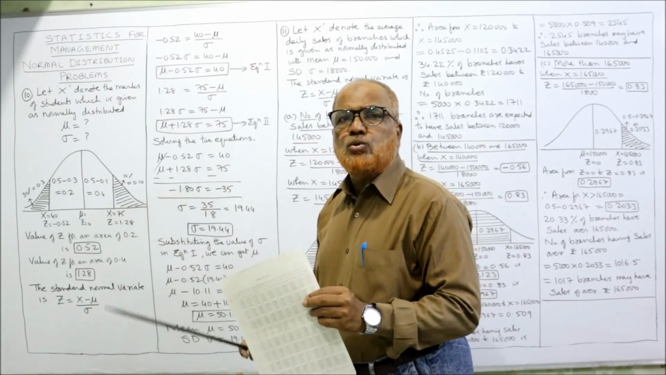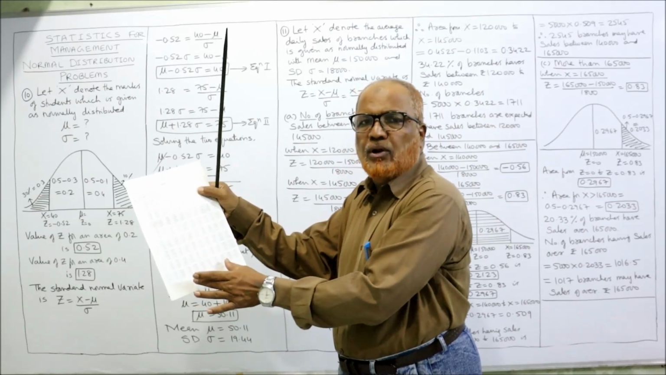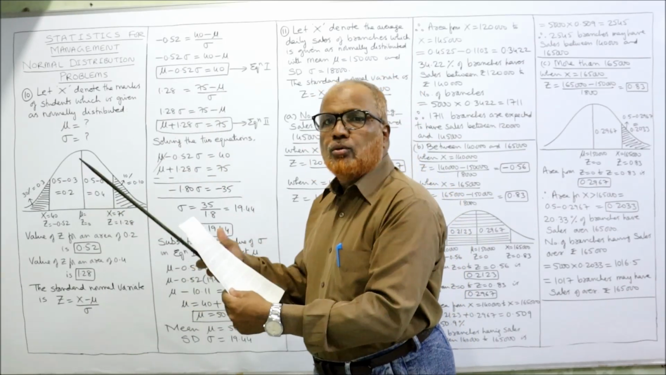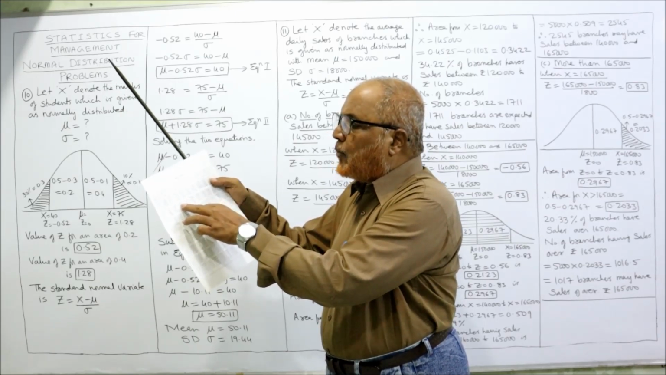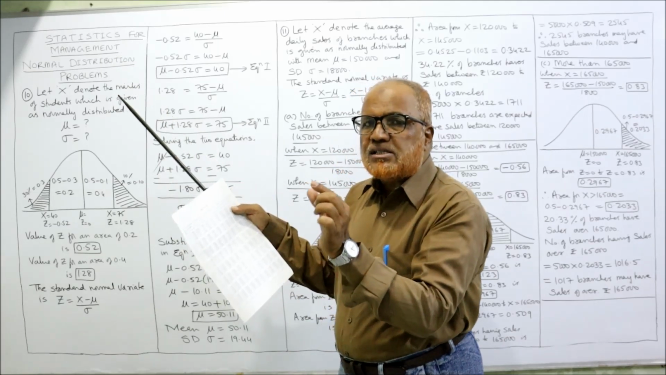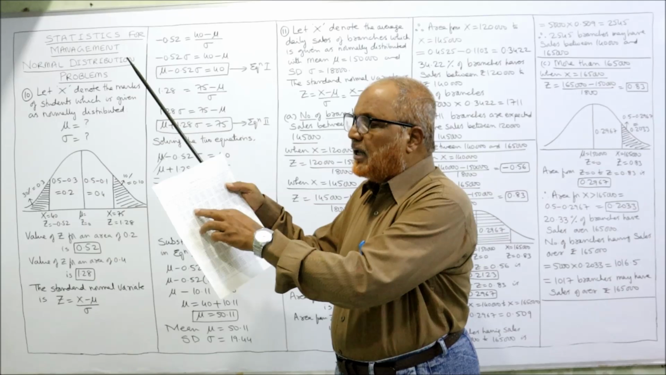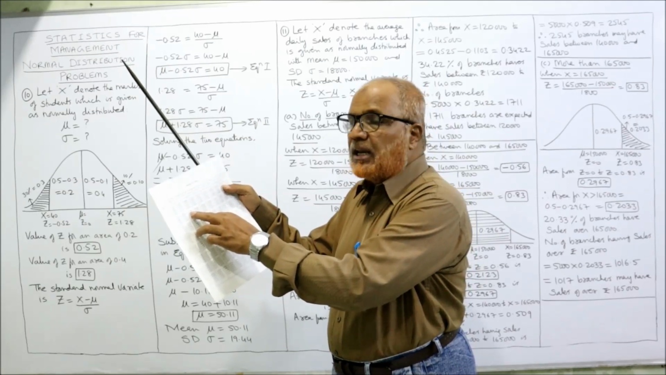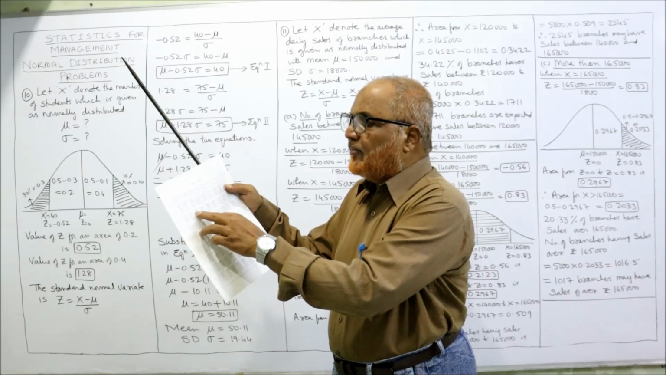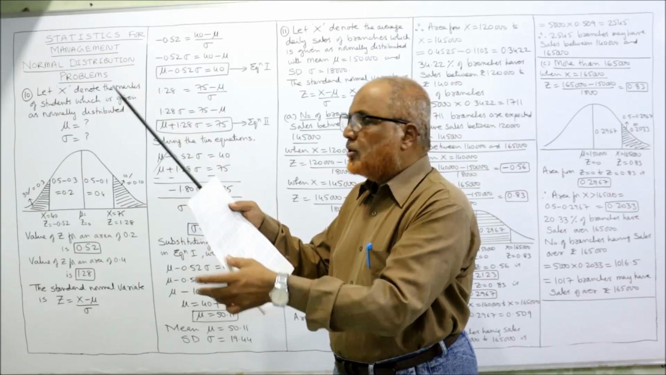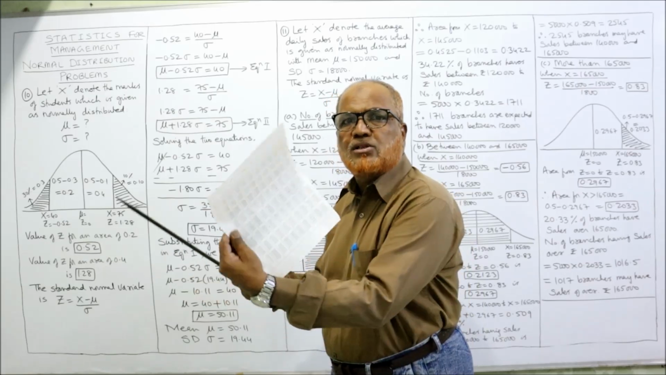Now 0.20. So in this, the first column is Z value, the first row is Z value. In between, in the body of the table, all areas are given. So area 0.2, you search, where is 0.2? Yeah, 0.2019 and 0.1985. See the nearest to 0.20. One value is 0.2019, the other value is 0.1985. So it appears that 0.1985 is nearer to 0.2, right? So it is in 0.5 under 2, so 0.52. So the value of Z for an area of 0.2 is 0.52. Just now we have seen.